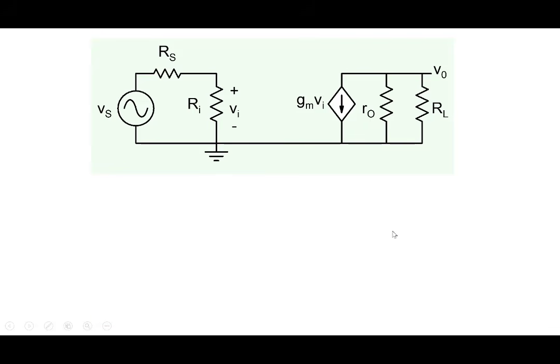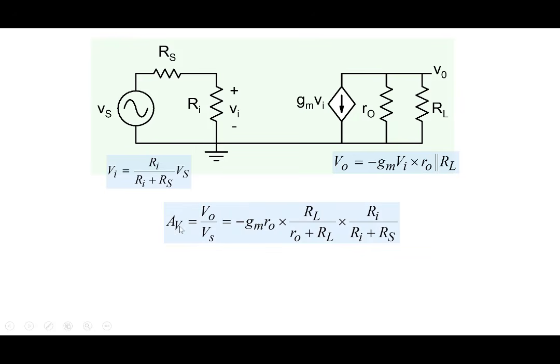And it's easy to analyze this circuit. We know what Vi is. This is a voltage divider here. Vi is Ri over Ri plus Rs times Vs. And output voltage V0 is nothing but this GM Vi current flowing through the parallel combination of R0 and RL. So V0 is minus GM Vi times R0 parallel RL. And we can combine them together to get AV, the voltage gain.